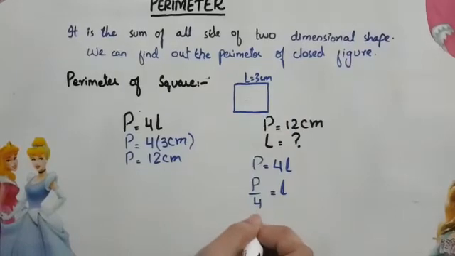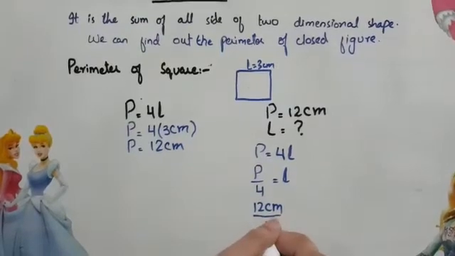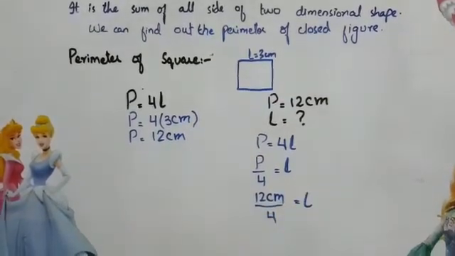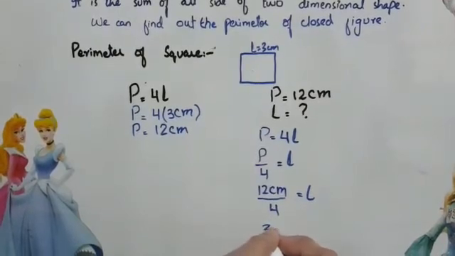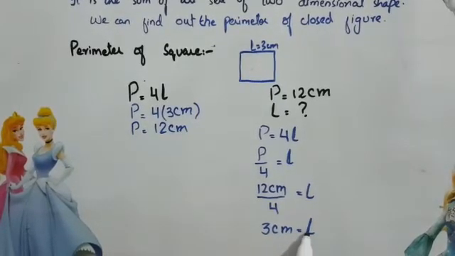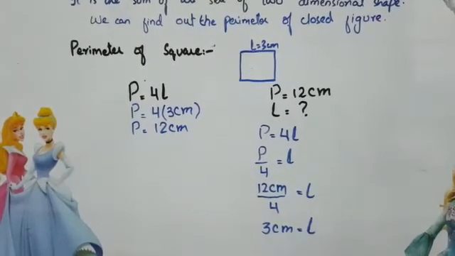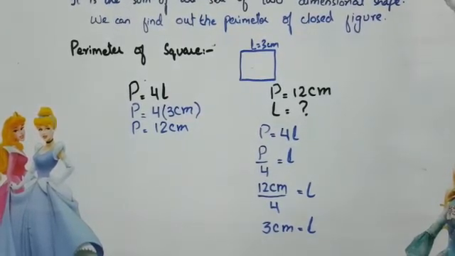Now put the value of perimeter. 12 divided by 4 equal to 3 centimeter. Students, you can see that length equal to 3 centimeter of this square. If you have to find out the perimeter of a composite shape, just add all the outer sides of the shape. Students, with the help of these examples, you can easily solve the exercise of perimeter.